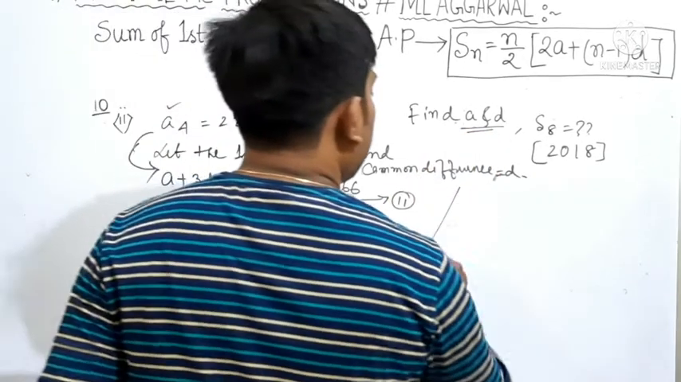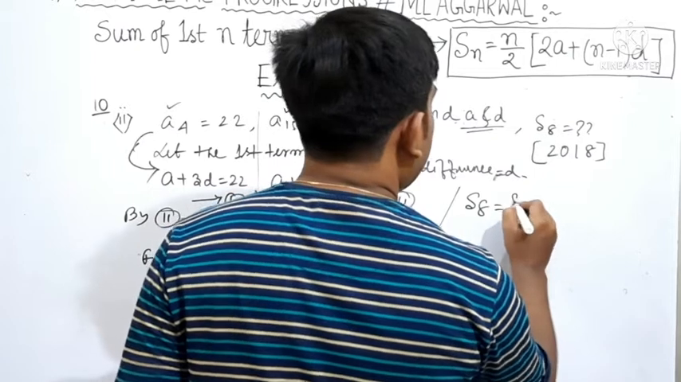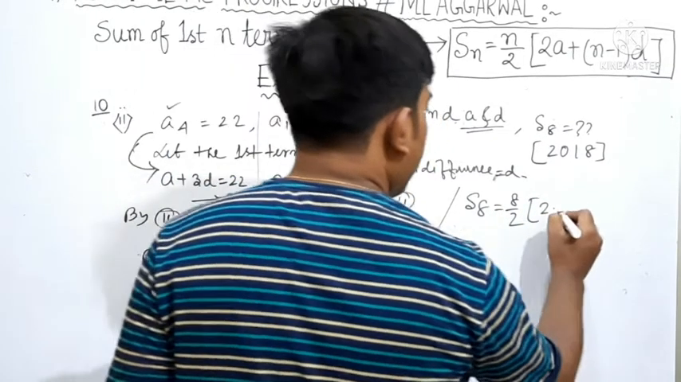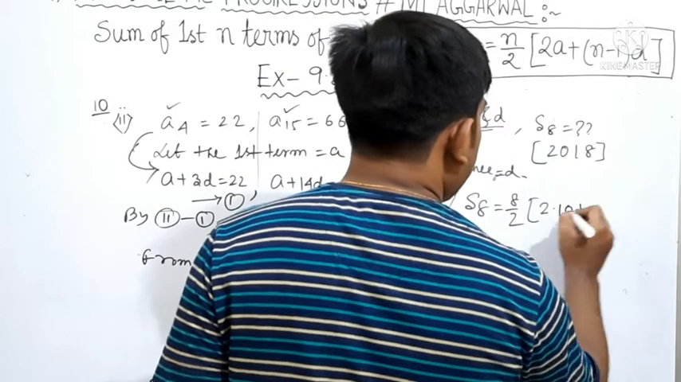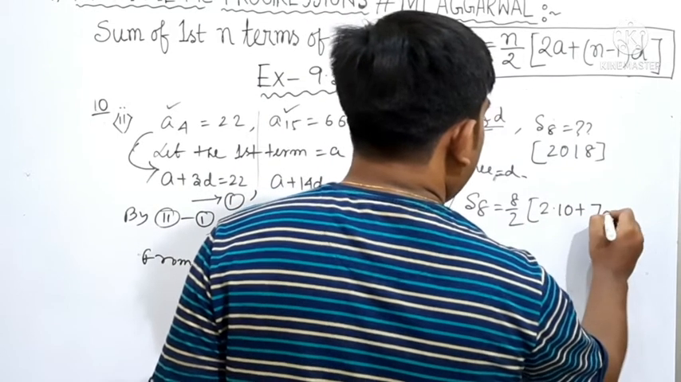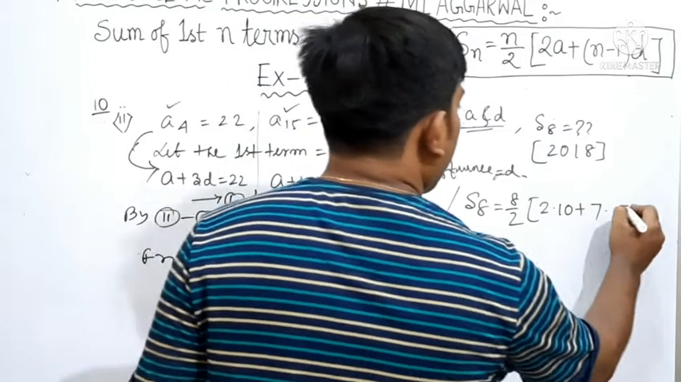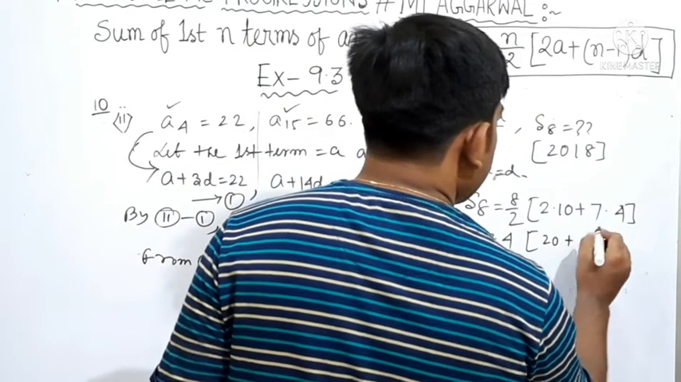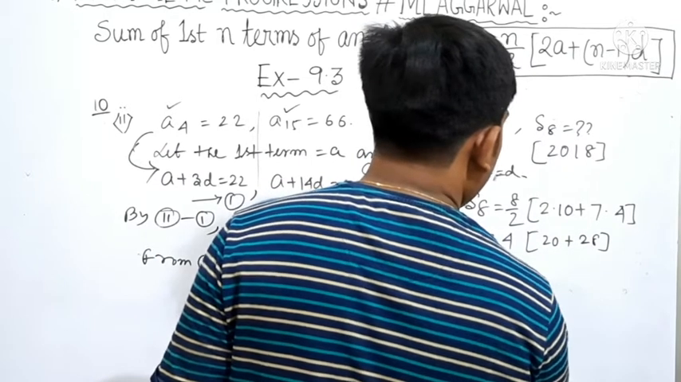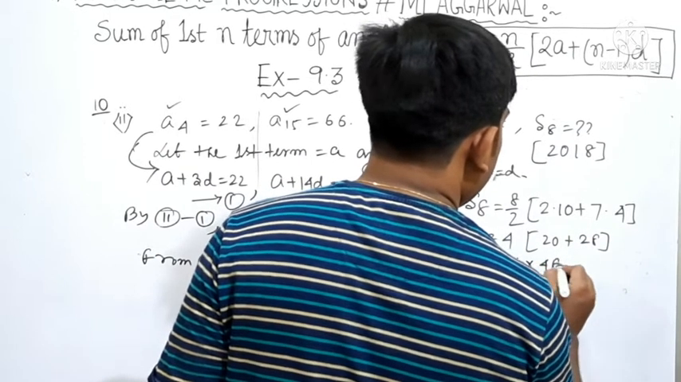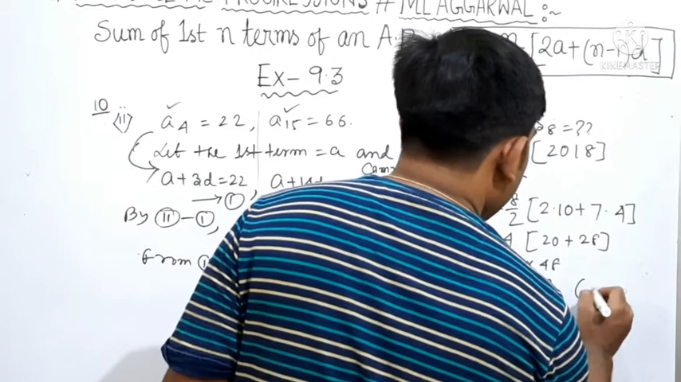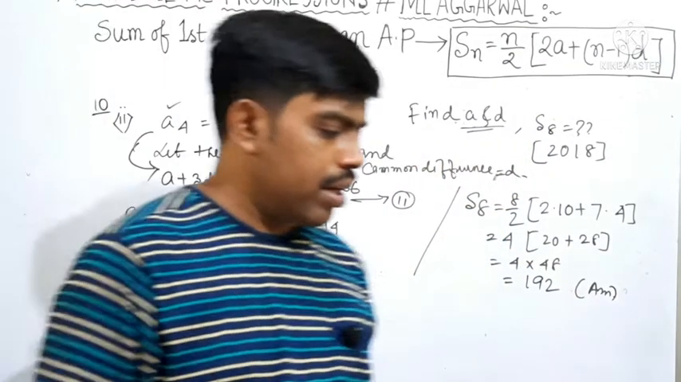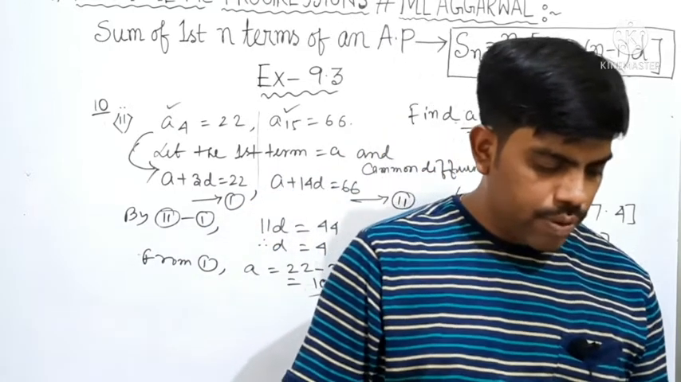Now you have to find S8, and it will be 8 by 2 into twice A, the value of A is equal to 10, so it will be twice A plus n minus 1, that means 7, into D. Here D is equal to 4. So it will be 4 into 20 plus 28, and it will be 4 into 48, and it will be 192, and it is the answer. So the problem is very easy. Next we will go to the next problem.